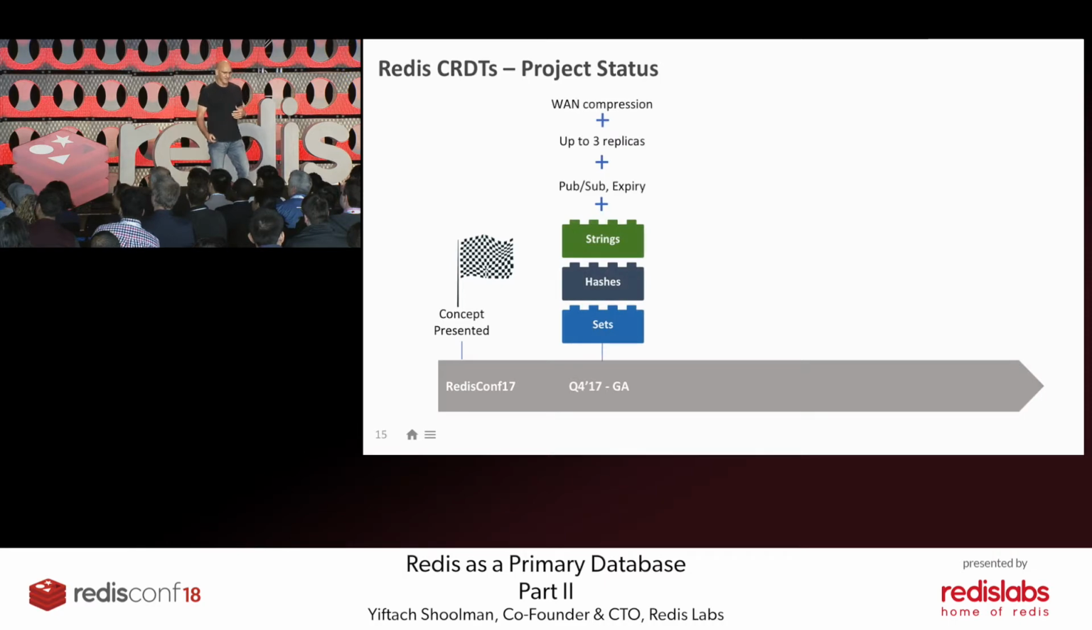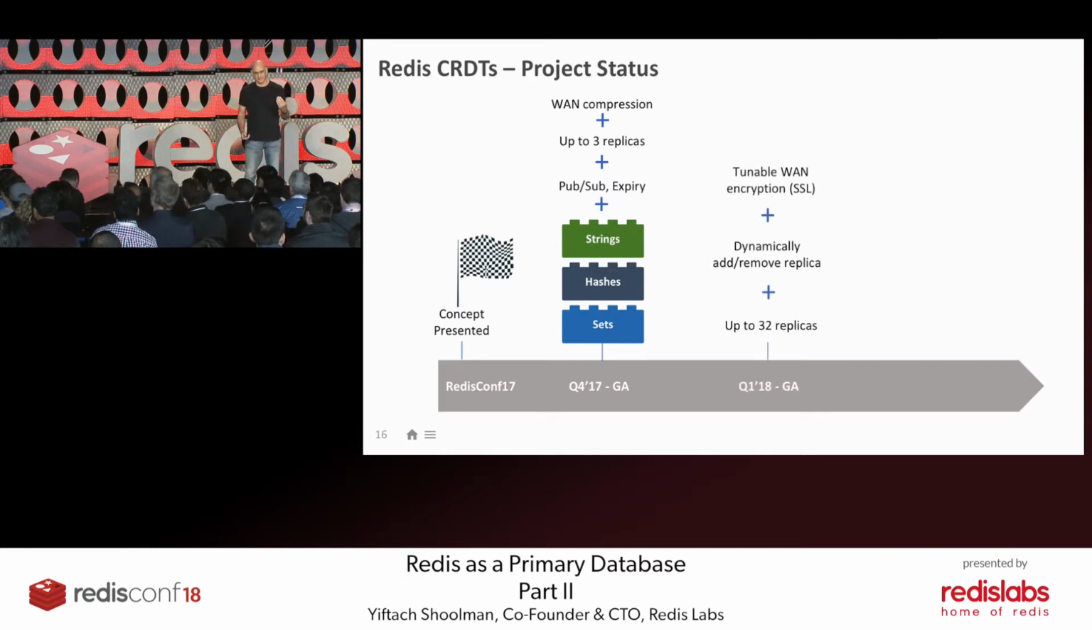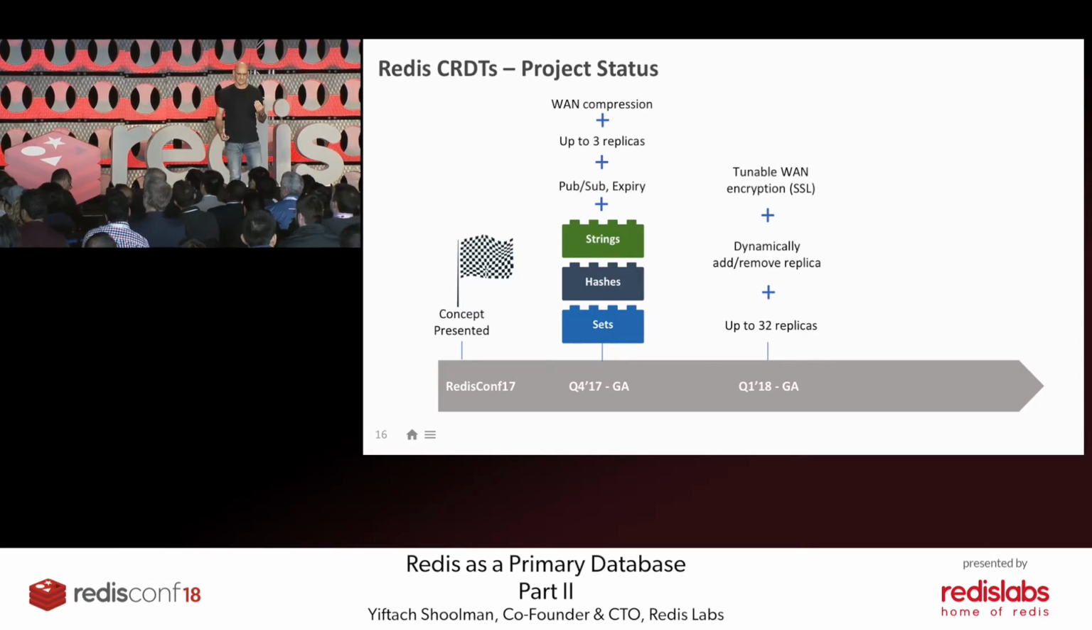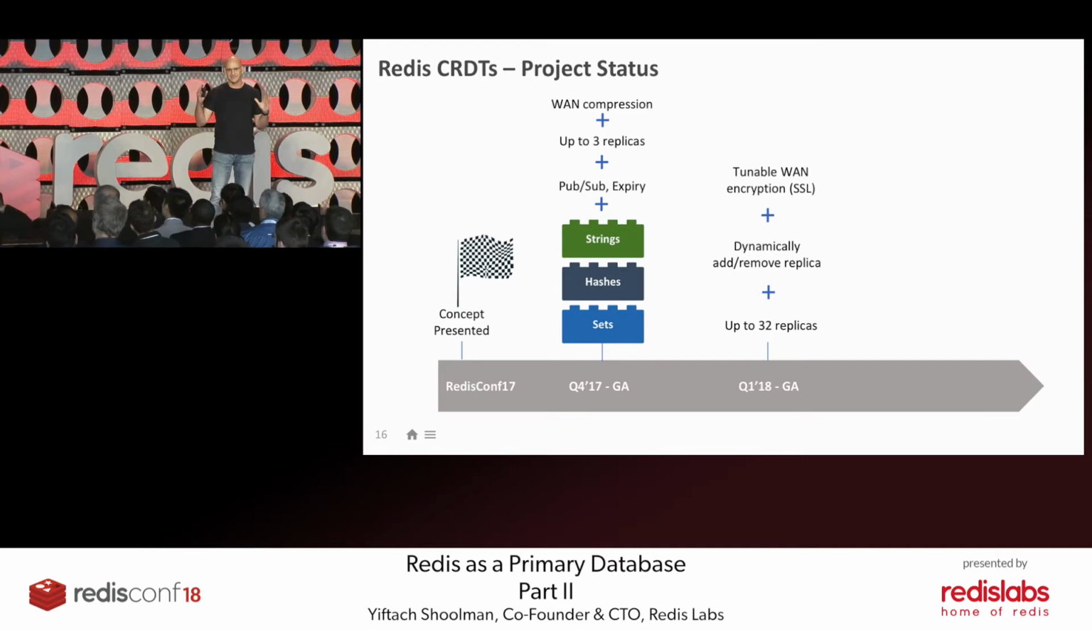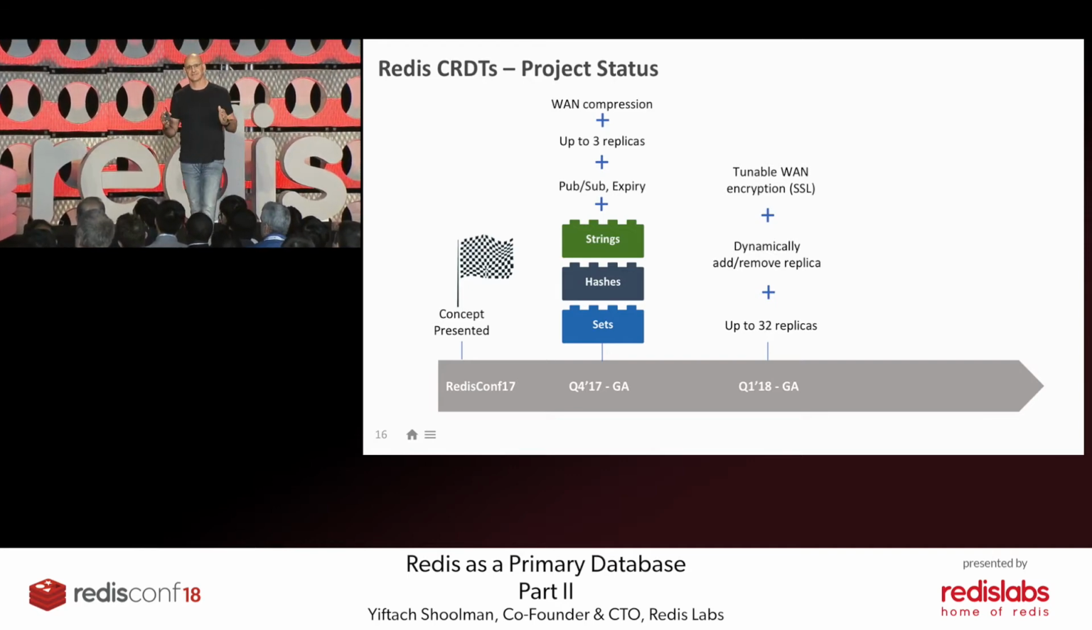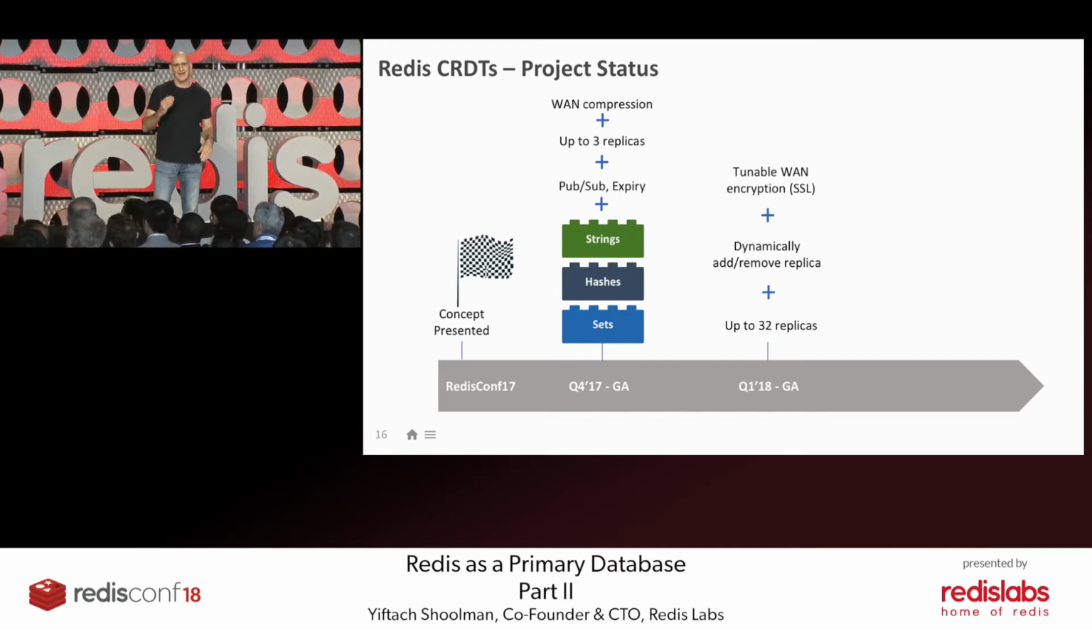The GA of the product happened in late 2017, and we supported in the initial version set, hashes, and string, as well as pub/sub, expiries, up to 3 replicas, and compression across the wire. Early this year, we released another version of the CRDT's Redis with up to 32 replicas. You can run Redis in up to 32 different locations across the world, and you can add and remove replicas as much as you want.